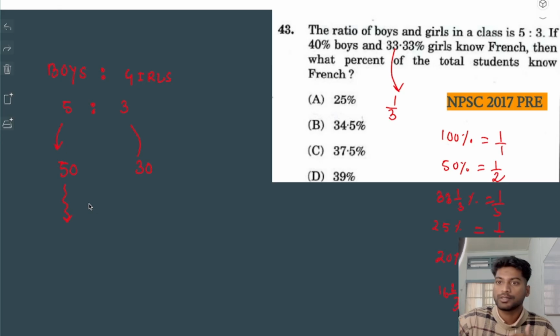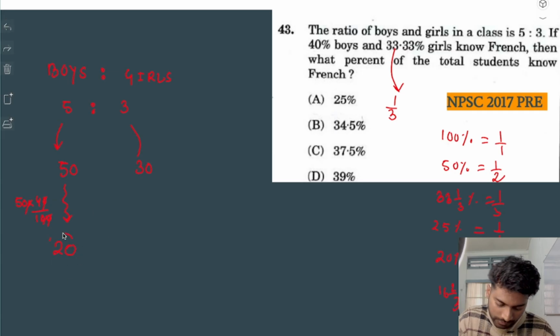40% of boys know French. So what is 40% of 50? 50 into 40 by 100. Look, I am explaining, that's why I am writing too much. In the exam, you don't have to write all of this. Just calculate easily. It's 5 into 4, that is 20. So 20 boys know French.